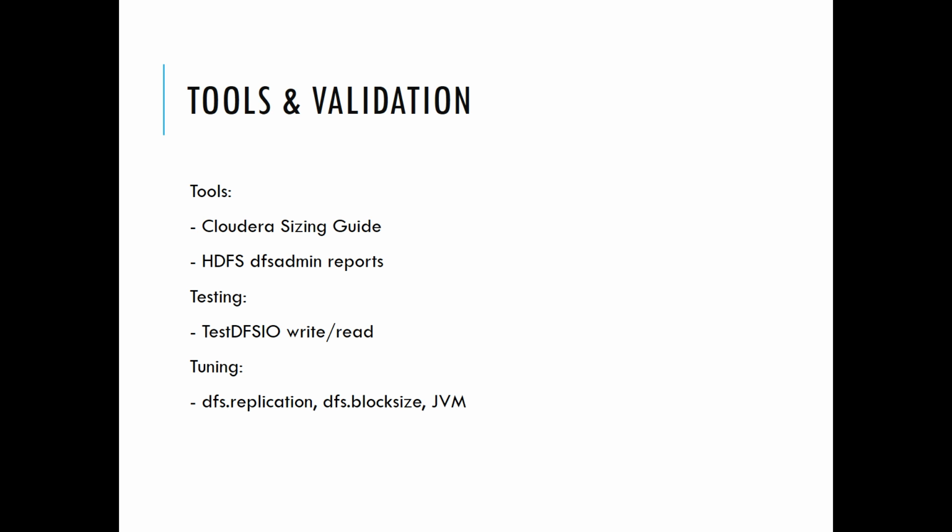Validate your design with vendor or open source tools. Cloudera and others offer sizing calculators. Use the HDFS admin report to verify capacity and replica counts, then stress test with TestDFSIO for both writes and reads. Tune parameters such as dfs.replication, dfs.blocksize, and the JVM heap until throughput meets targets.